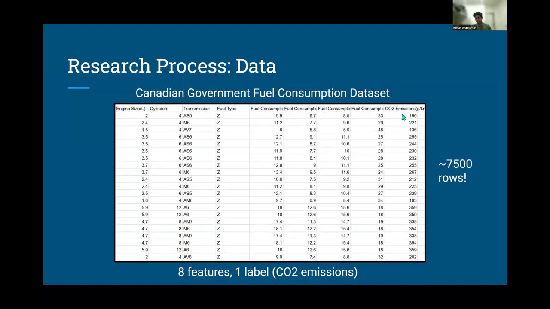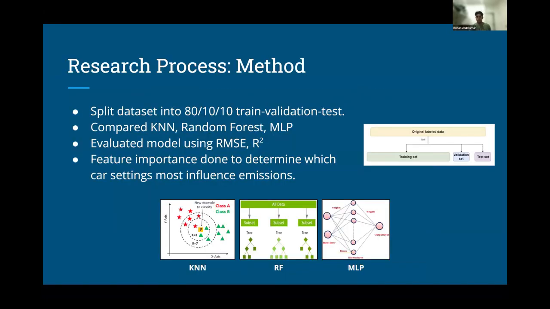This is credible data because it comes from a reputable source, the Canadian government, and it can accurately predict carbon dioxide emissions. So what I did with this data is I split it up into 80% training, 10% validation, and 10% test, where 80% is kind of like the homework for the model, or rather the lessons.